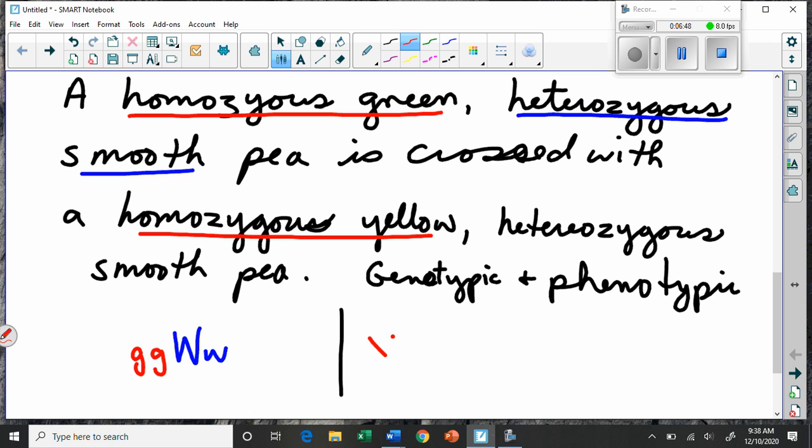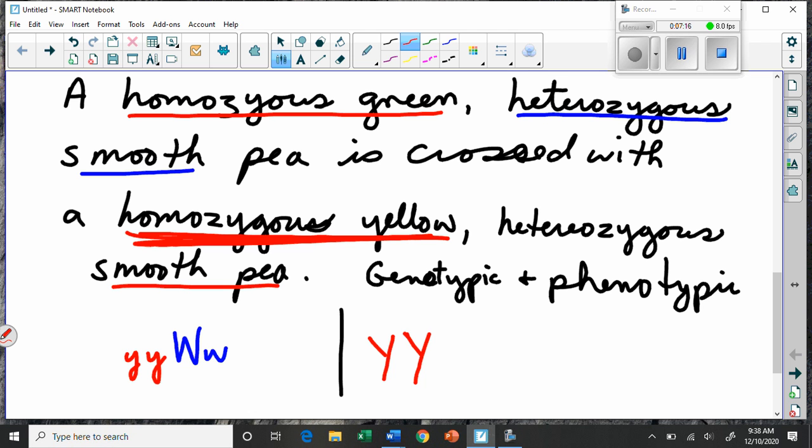And if it's yellow, those must be, whoops, I made a mistake, didn't I? I used the wrong letter. It's not G's. We decided to use Y's. So this would be two small y's for green. My mistake. And these would be two capital Y's, right? Where am I? Yeah, two capital Y's. Homozygous yellow.